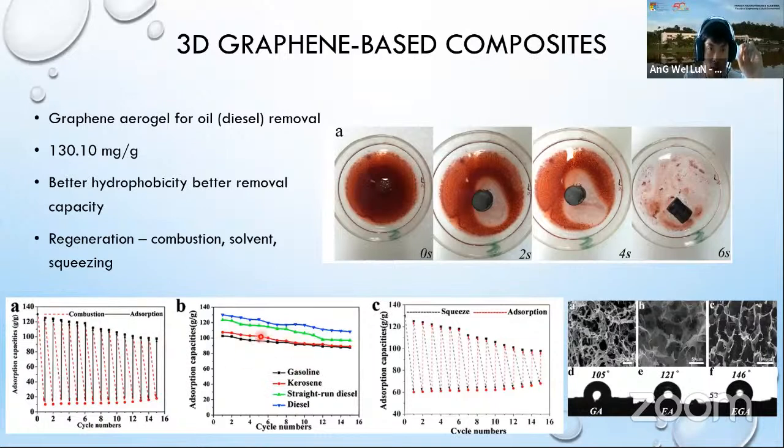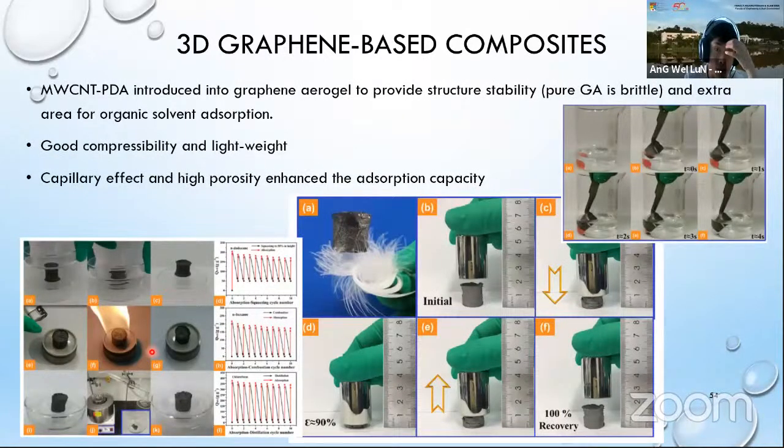And here you can use a solvent remover. Basically, you put this into another solvent where the oil or the diesel will have a good solubility, and then you can regenerate it also. So this is combustion. You see, after the adsorption process, you can just burn it away, and then you can reuse it again.